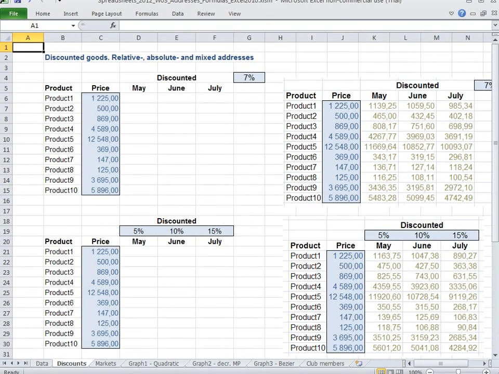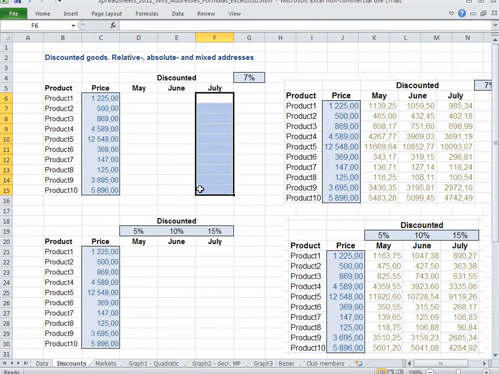Our next assignment is regarding discounting some product prices. So we have 10 products and each product has a different price. The prices have to be discounted by 7%, and we would like to discount the prices by 7% in May, and further discount them by 7% in June, and further discount them by 7% in July.